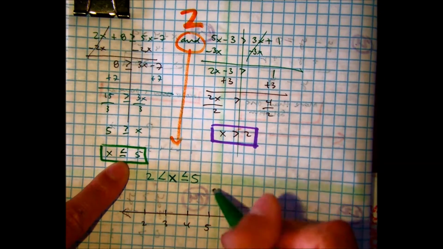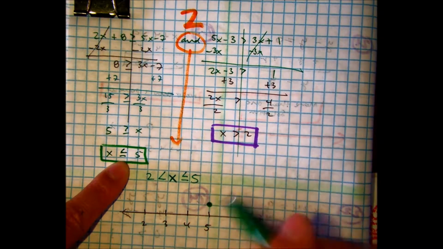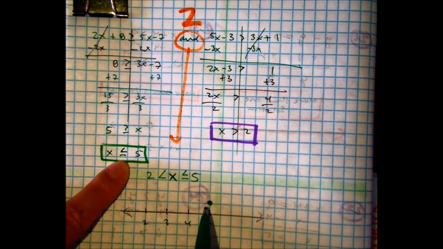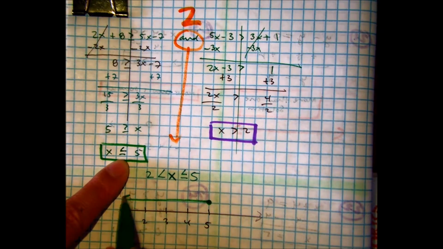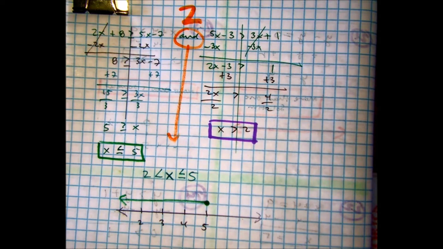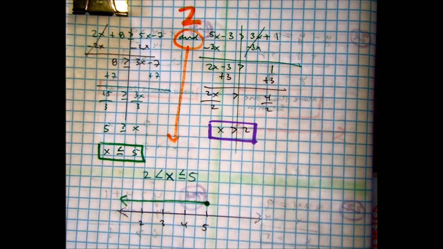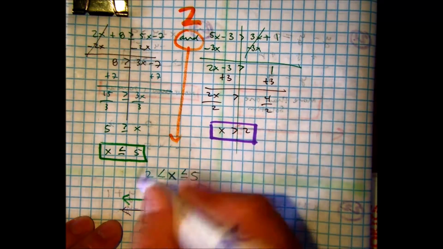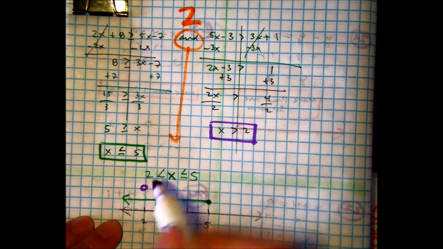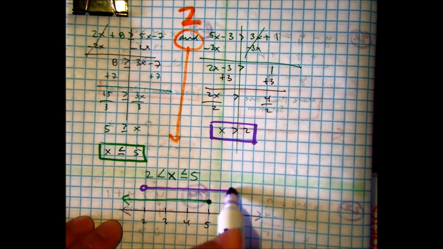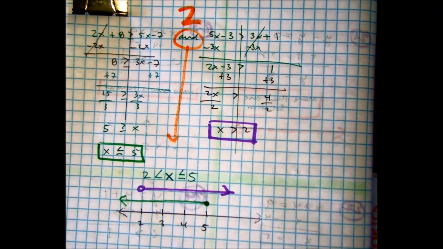Open or closed, class? Which direction? Open or closed? Which direction? Raise your hand if your graph looks like that so far.